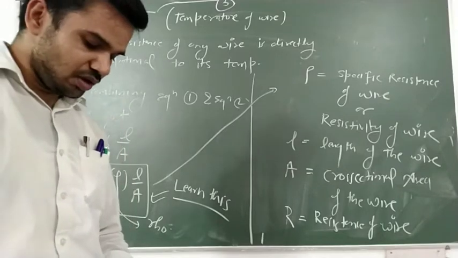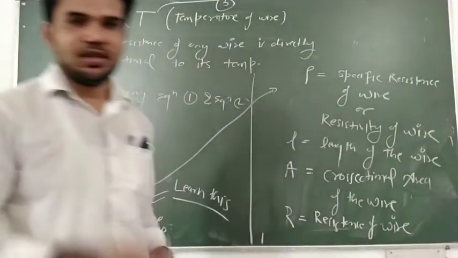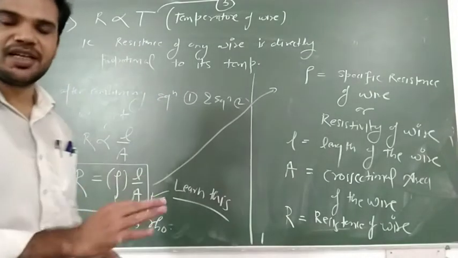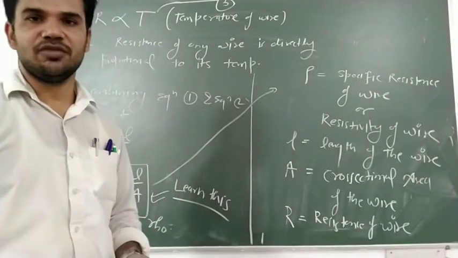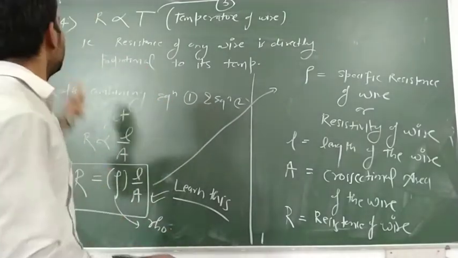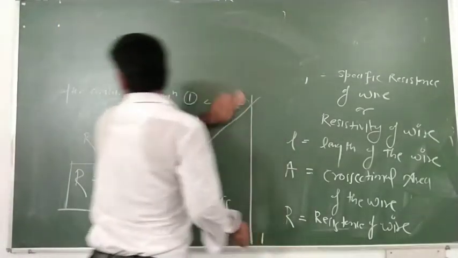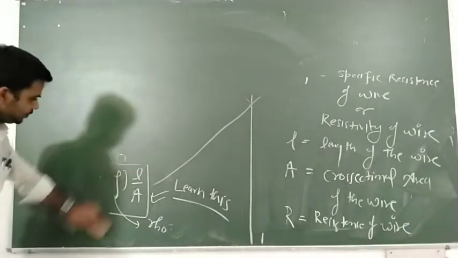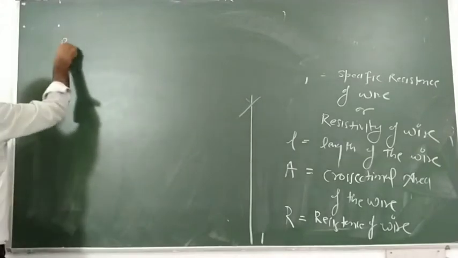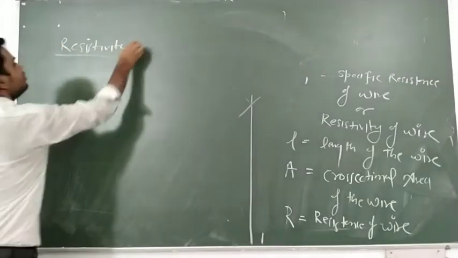So just note it down. What is the basic definition of this resistivity and how it is different from the actual resistance of the wire, and what are the similarities between resistivity and resistance of the wire. So this we are going to discuss. Resistivity. The symbol is rho, like this.